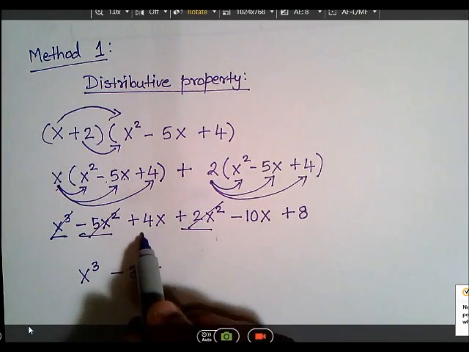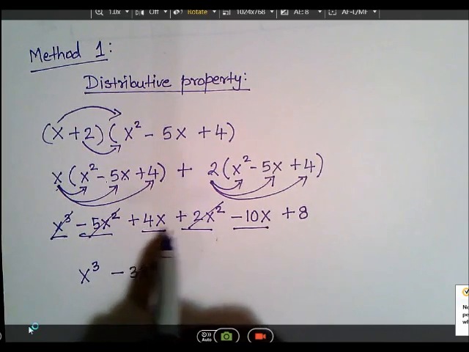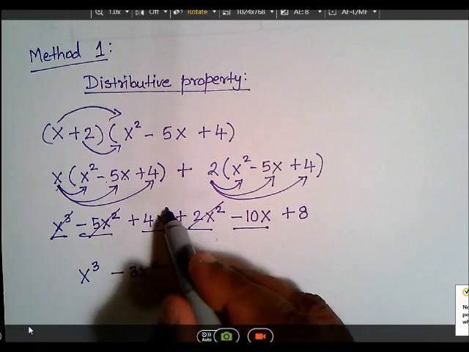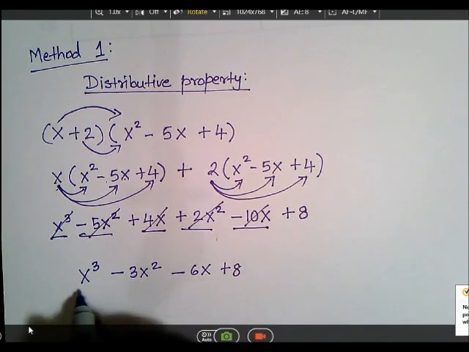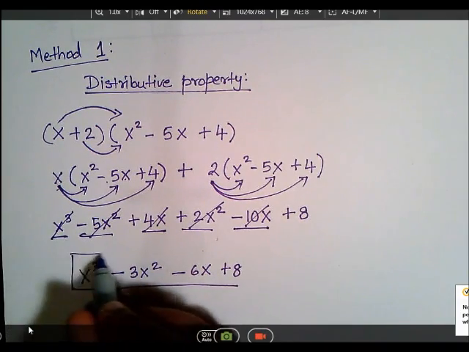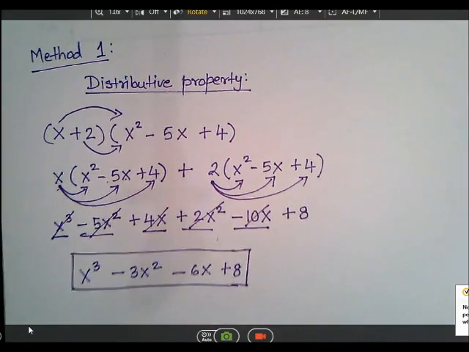I have another 4x and a negative 10x, which are alike. 4x minus 10x is negative 6x. And all I'm left with is 8. So my answer is x cubed minus 3x squared minus 6x plus 8.